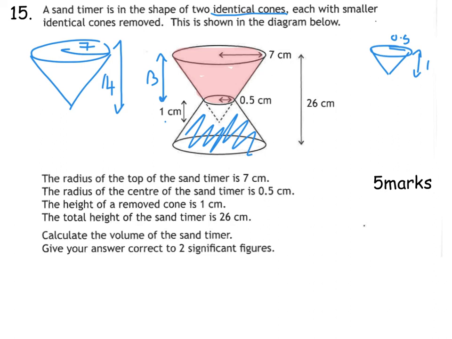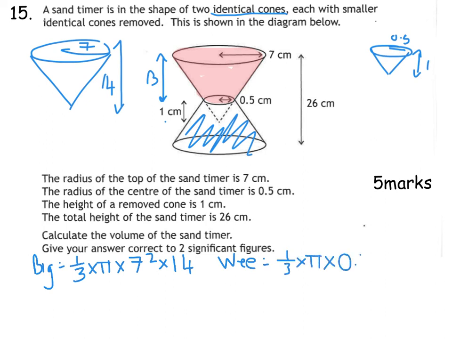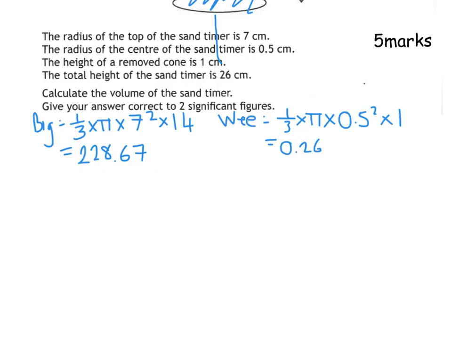So let's do the big cone first of all. So a cone is 1/3 pi r squared h. So the big one is 1/3 times pi times a radius of 7 squared times a height of 14. Okay, remember these are on your formula sheet. The little one is 1/3 times pi times a radius of 0.5 squared and a height of 1. I'm going to go work both of them out. So those are the 2 answers I got. It's worth noting I've done them to 2 decimal places. I wouldn't round them any lower than that, otherwise you'll get penalised for rounding too prematurely. So there's the 2 volumes.